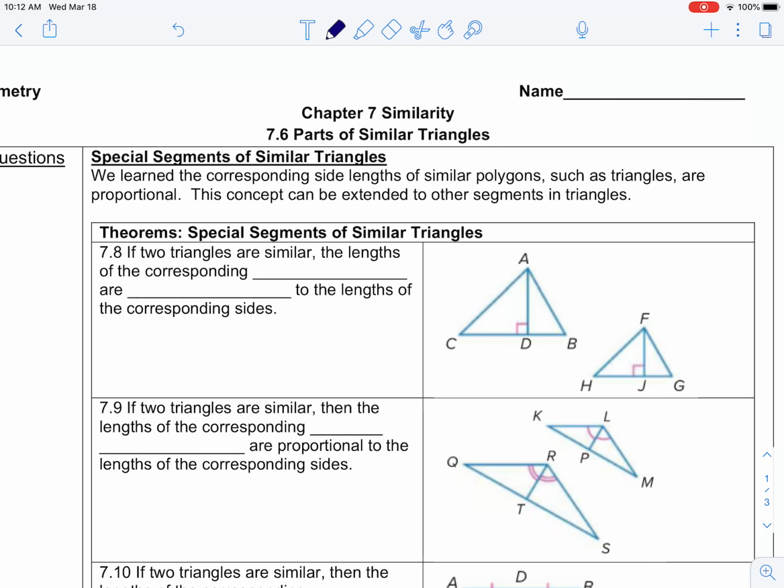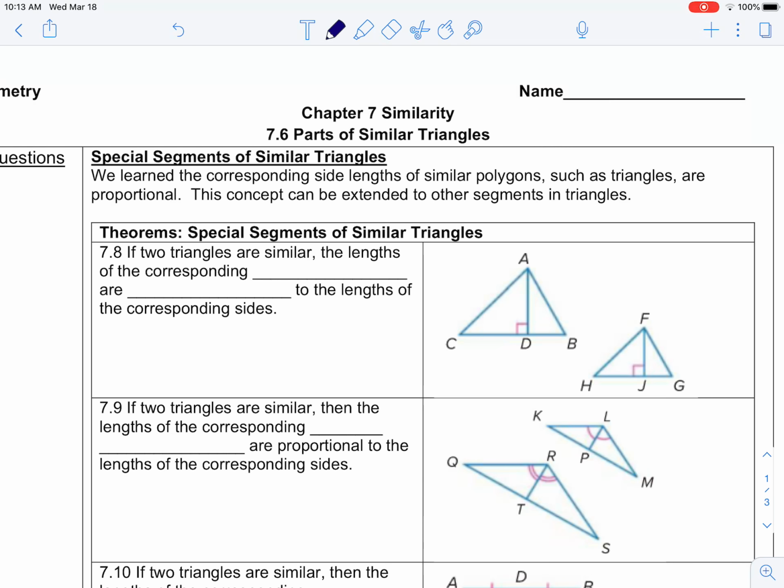were working through our, say, points of concurrency in triangles, when we were talking about where the medians and the altitudes and the angle bisectors and the perpendicular bisectors meet in a triangle. And so that incenter, circumcenter, orthocenter, centroid points of concurrency. So recall some of those ideas from earlier in the year. All right, so we can apply that same ideas for those special segments in similar triangles.